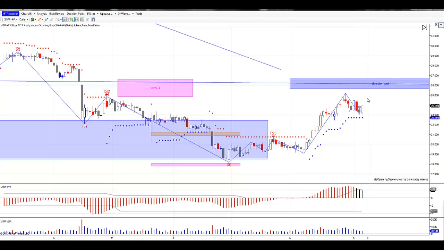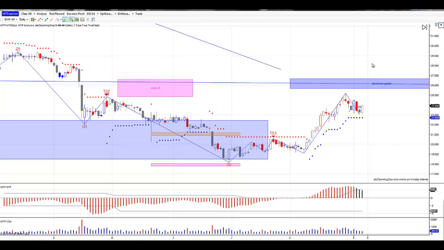So we may have another, maybe one last leg up into this area, and then we'll be in that decision point. And again, we call it a decision point because the market needs to make a decision at that point. If this holds as resistance, then the trend, which was down prior, should continue down.